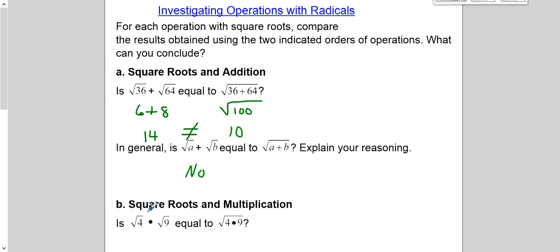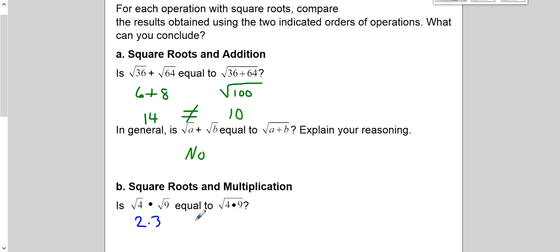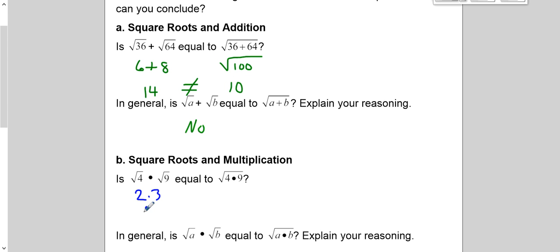Okay, let's look at multiplication. Square root of 4 is 2. Square root of 9 is 3. 2 times 3 is 6. Okay, what's 4 times 9? 36. And the square root of 36? These are equal.